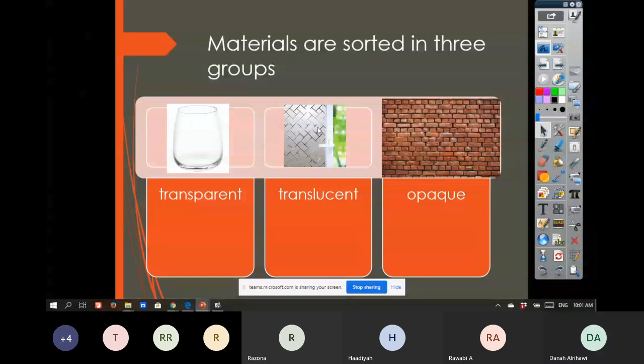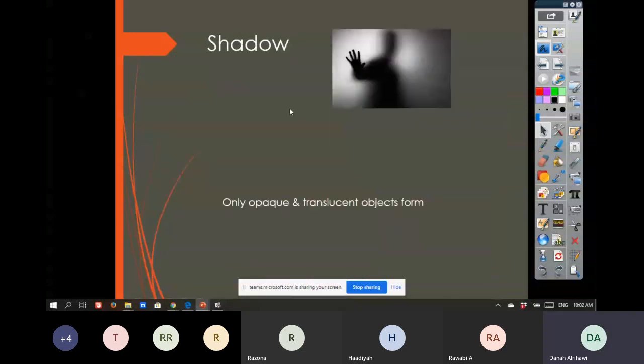Now, only this type, the translucent and the opaque, can form shadow because they block the light. The shadow forms when the object doesn't let the light wave pass through. Only opaque and translucent objects form the shadow. Now sometimes, shadow means to block the light.